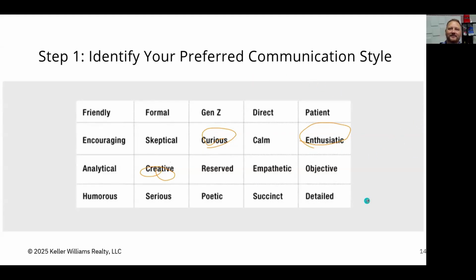All right. Curious, enthusiastic, and creative. I got some drawings. All right. Thanks for the drawings. All right. Let's move on to the next section here.